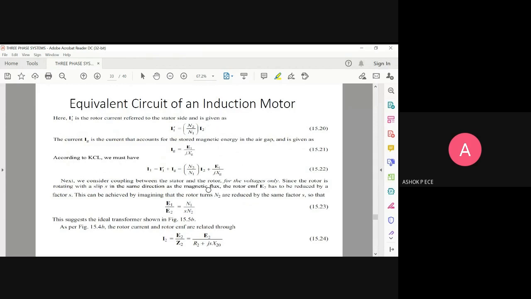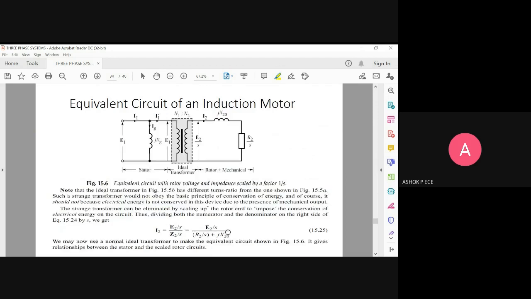So the turns ratio, everything, the derivation is given here. E1 by E2 is N1 by S into N2. In a normal transformer, S will not come, but for an induction motor, this S will come. And for the rotor current, we have seen the expression I2 equal to E2 by Z2, where Z2 is R2 plus j into S into X2 naught. So see here, this is how we relate the induction motor with the transformer.